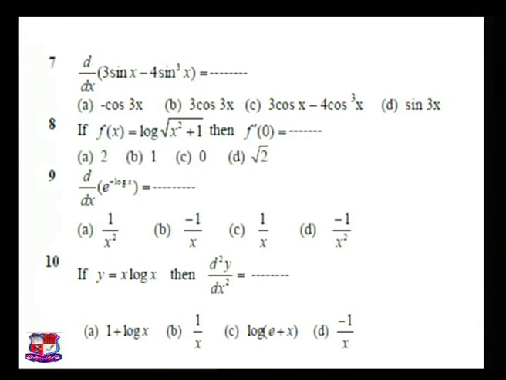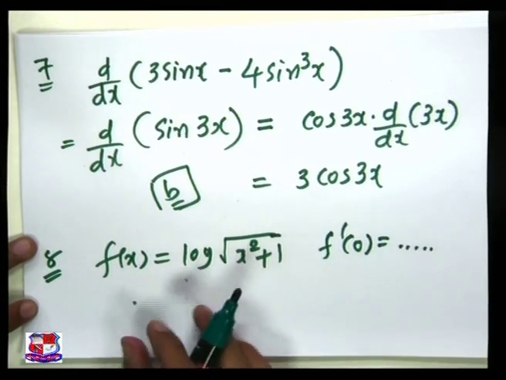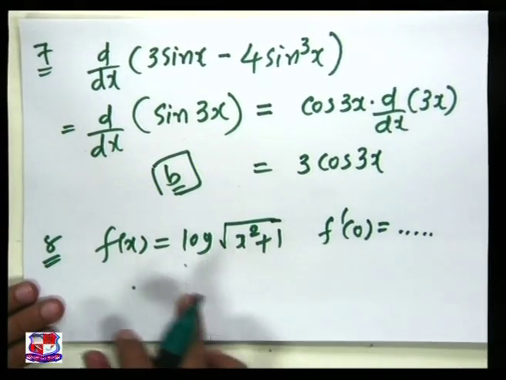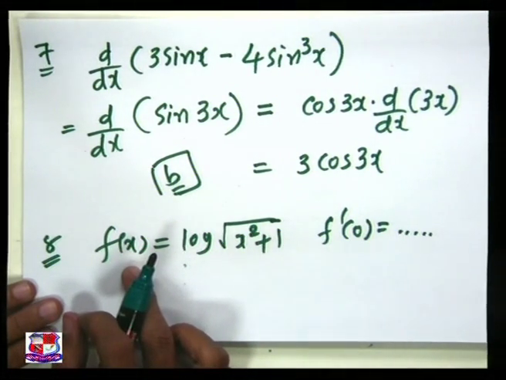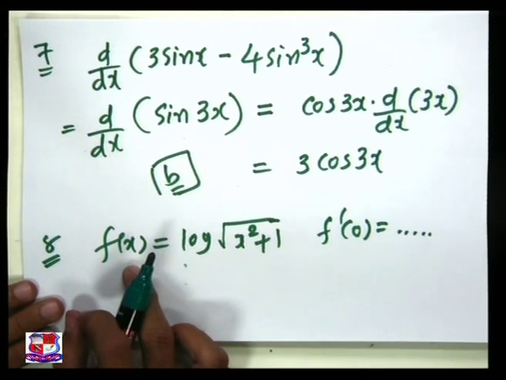For the eighth MCQ, the question is: if f of x is equal to log of root x square plus 1, then f dash 0, we need to find the differentiation of f at the point 0. So first of all, we need to find the differentiation of f of x, that is f dash x, and then we will put x equal to 0 in f dash x. So we will quickly find f dash 0.